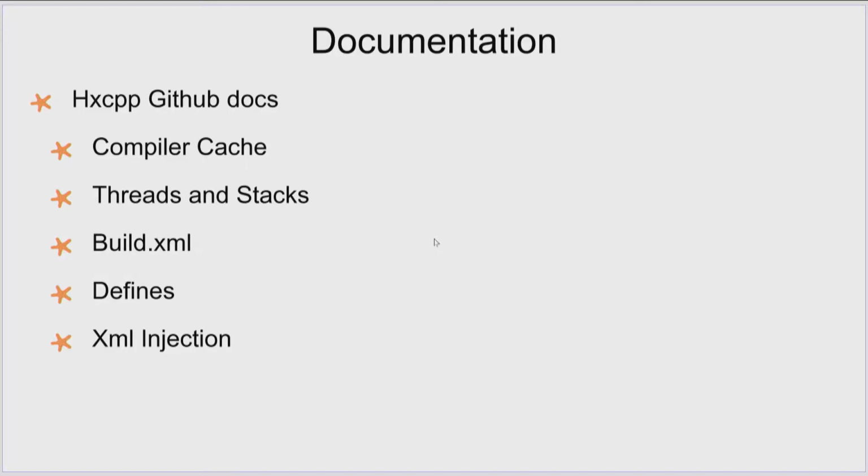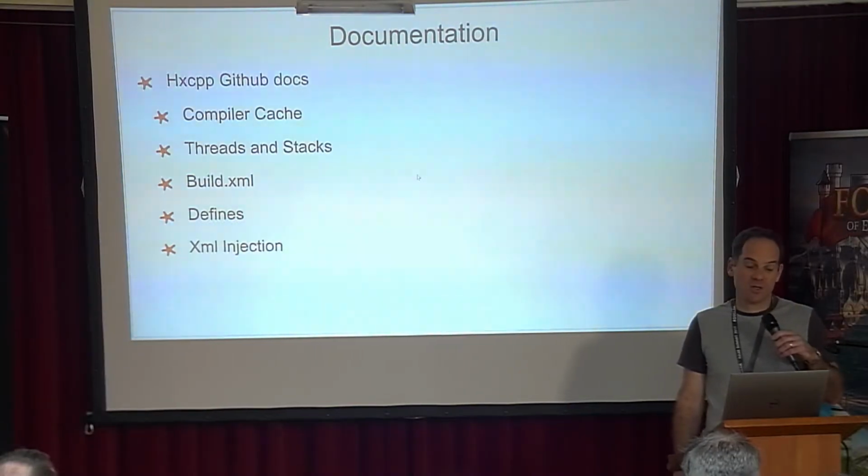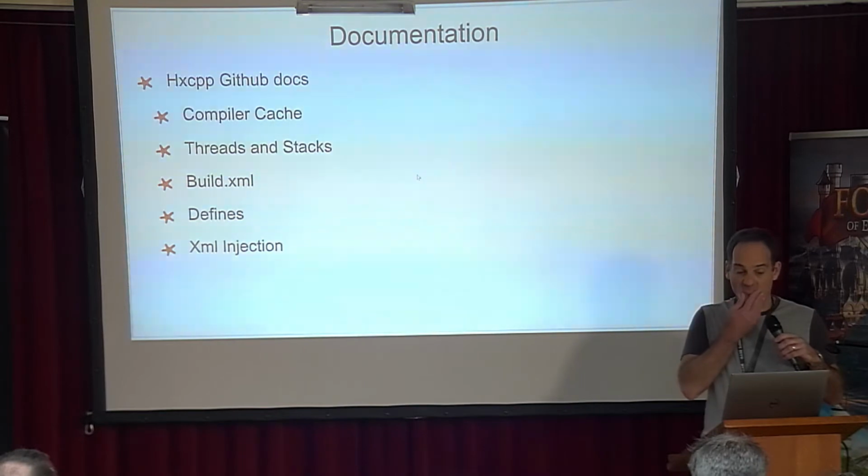So the documentation now is in the hxcpp GitHub docs. There's notes on the compiler cache, threads and stacks, using build.xml, the defines and XML injection. I'll be talking about these this afternoon if you want to come to the talk with questions. There's also some work I've started in the Haxe manual, which will be on the standard Haxe website. This is more reference material and it's not in there yet, but we're looking to combine those together so that the Haxe manual becomes a definitive source for this stuff as well.